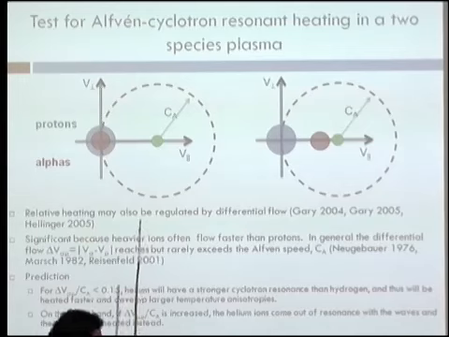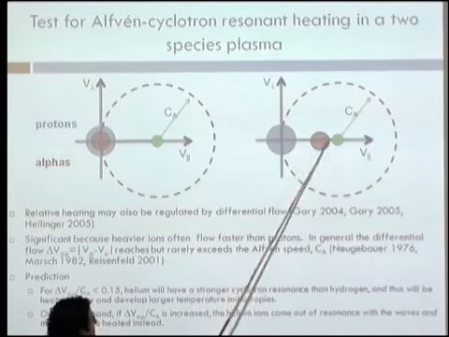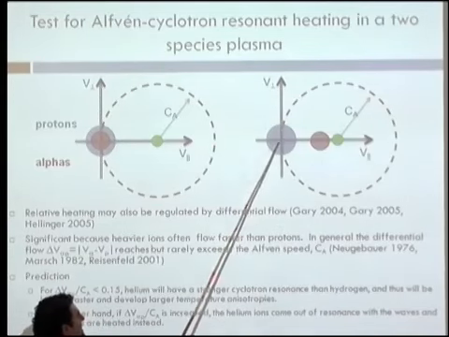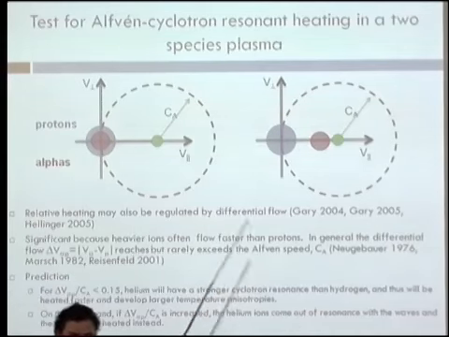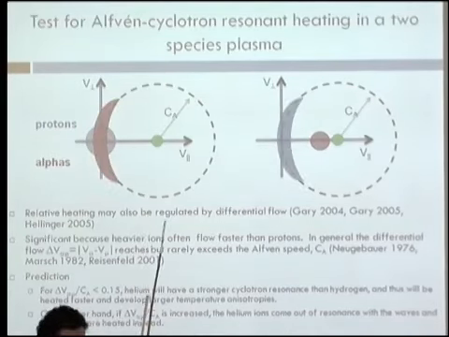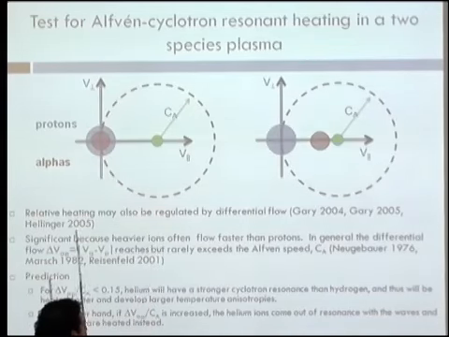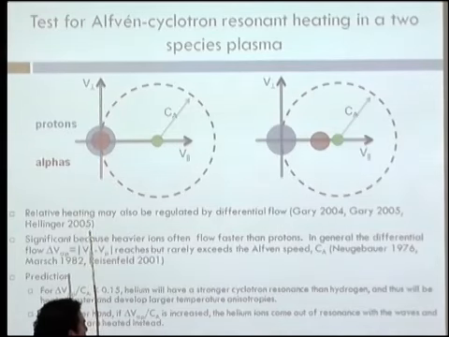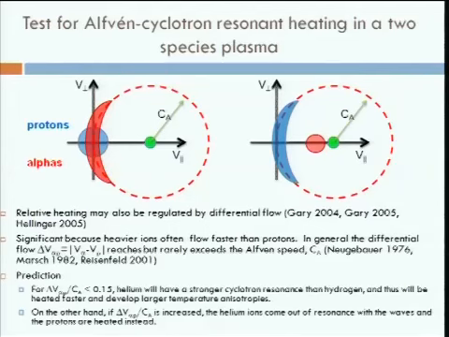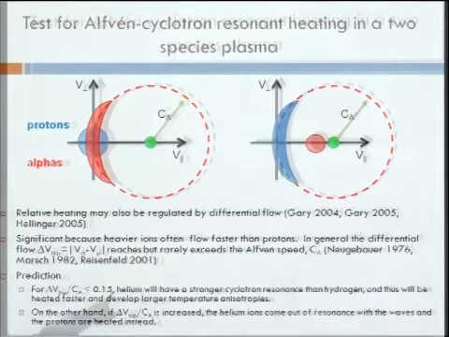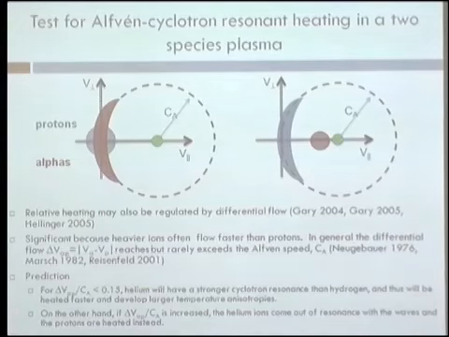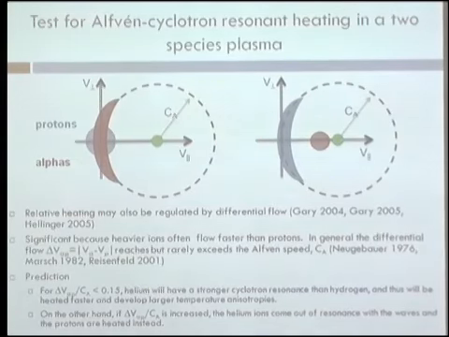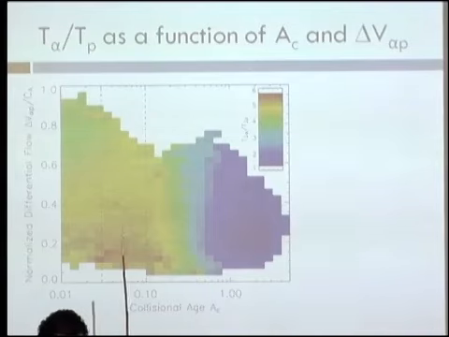But what people have realized is alphas can actually stream up to the local alfvén speed. And so if the alphas are moving fast enough, they'll come out of resonance with those alfvén waves. And what you should see instead of a large alpha temperature anisotropy is maybe a proton temperature anisotropy, or at least more heating of the protons than of the alphas. So the prediction is that for small differential flow relative to the alfvén speed, actually it's around 0.15, so 15% of the alfvén speed is when the transition should happen. Helium should have a stronger cyclotron resonance than hydrogen and be heated faster. On the other hand, if we increase the differential flow enough, they should come out of resonance.